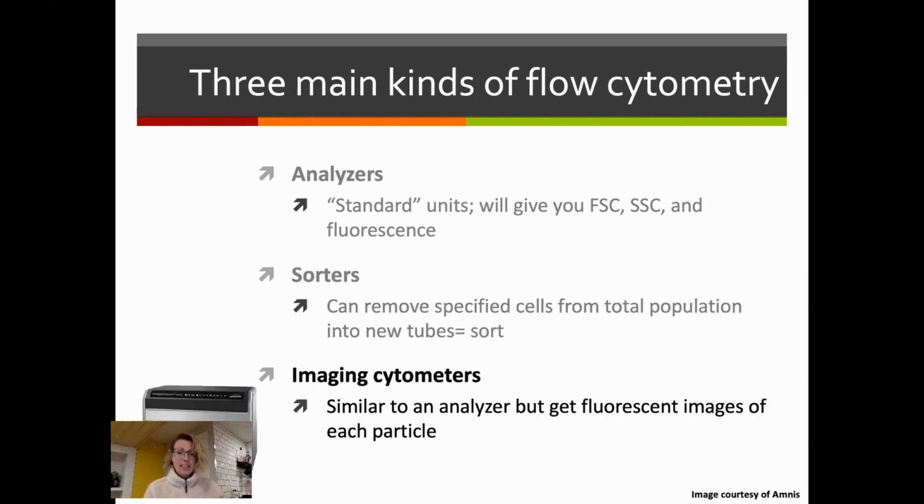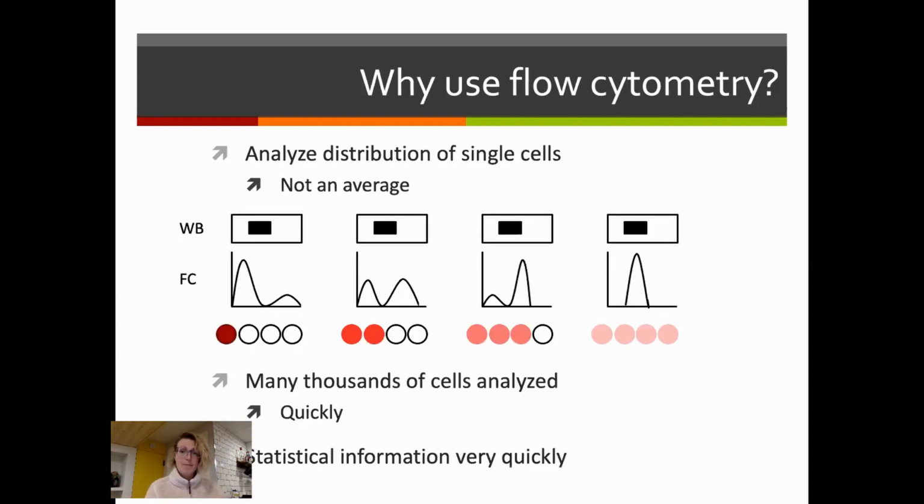And finally, we have the imaging cytometers. So this is similar to an analyzer. However, for each cell that goes through the machine, you also get a fluorescent image of that cell. So it's kind of like a nice hybrid between a flow cytometer and a microscope, where you get the benefits of throughput from a cytometer, but the benefits of resolution from a microscope on a single platform. So it's a very powerful way of looking at cells.